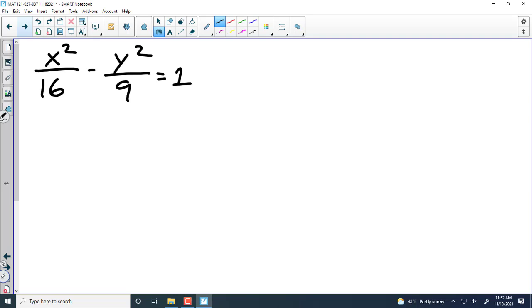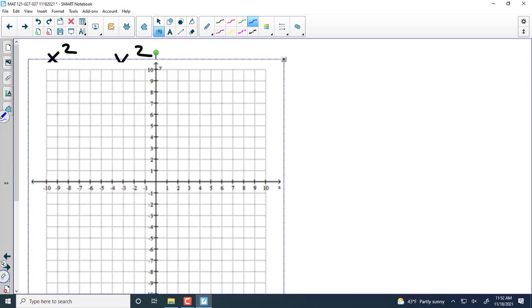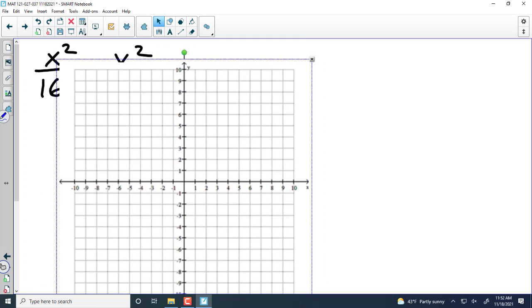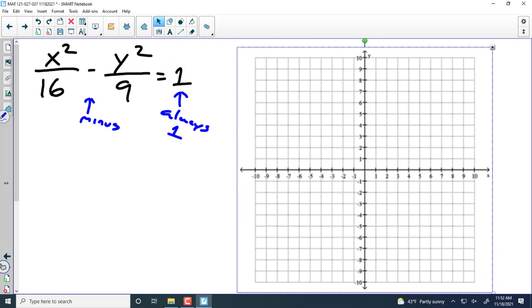First of all, the reason this is a hyperbola and not an ellipse is because we have a minus sign there. And just like the ellipse, this is always going to be the number 1 over here, always. What I want you to do is make 4 points as if you were going to draw an ellipse, but don't draw the ellipse. Make your 4 points using the square root of the number under x squared and the square root of the number under y squared, but then don't draw the ellipse, because this is not an ellipse.